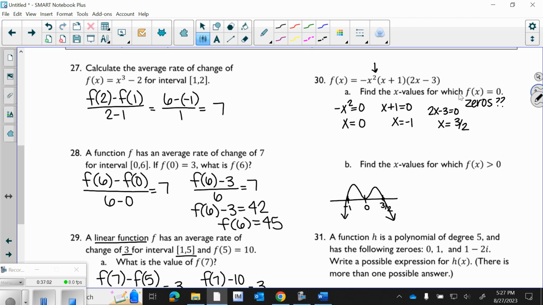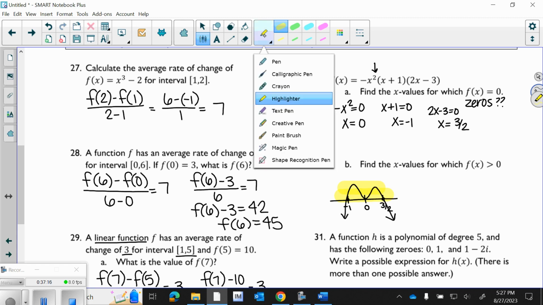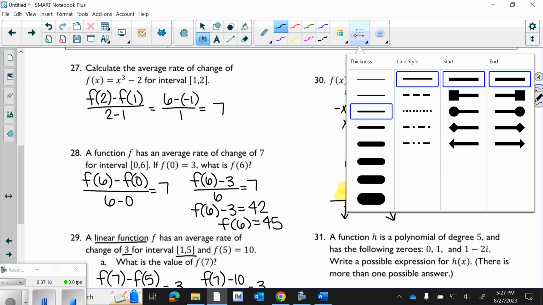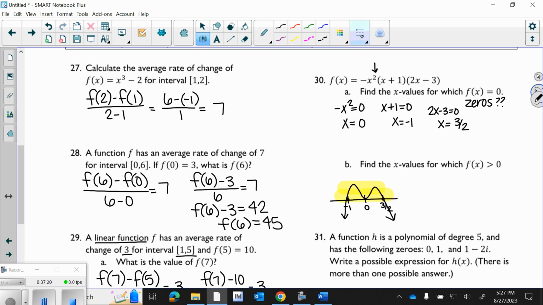So if I am supposed to find the x values for which the y values are greater than 0, the outputs of this graph are greater than 0 when they are positive, which would be above the x-axis. So that occurs between -1 and positive 3/2.